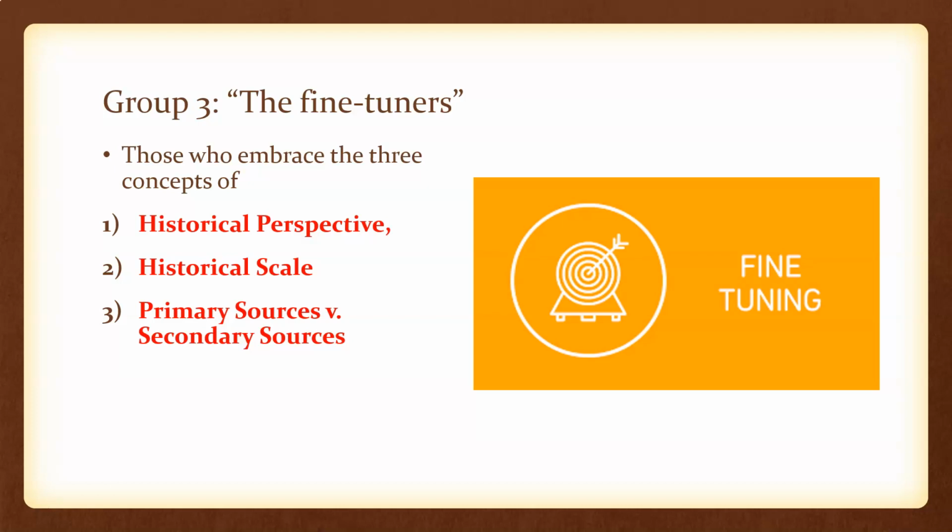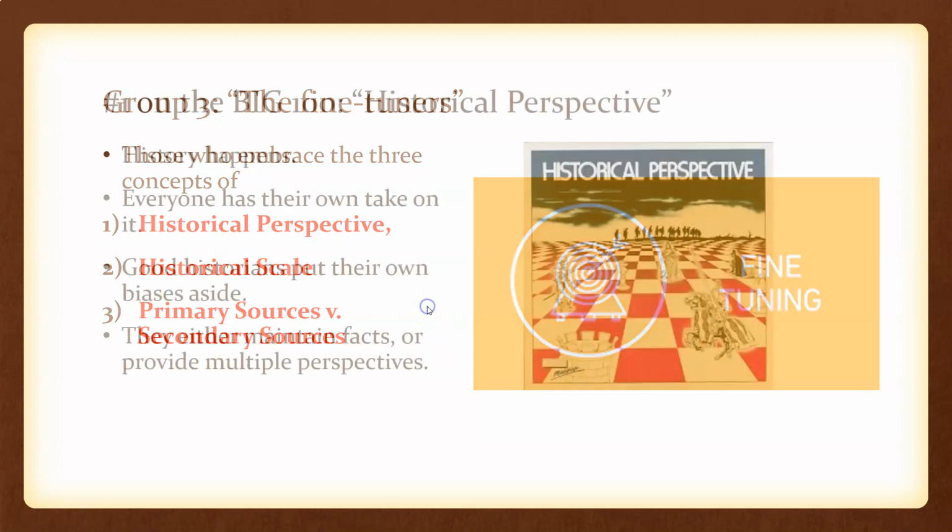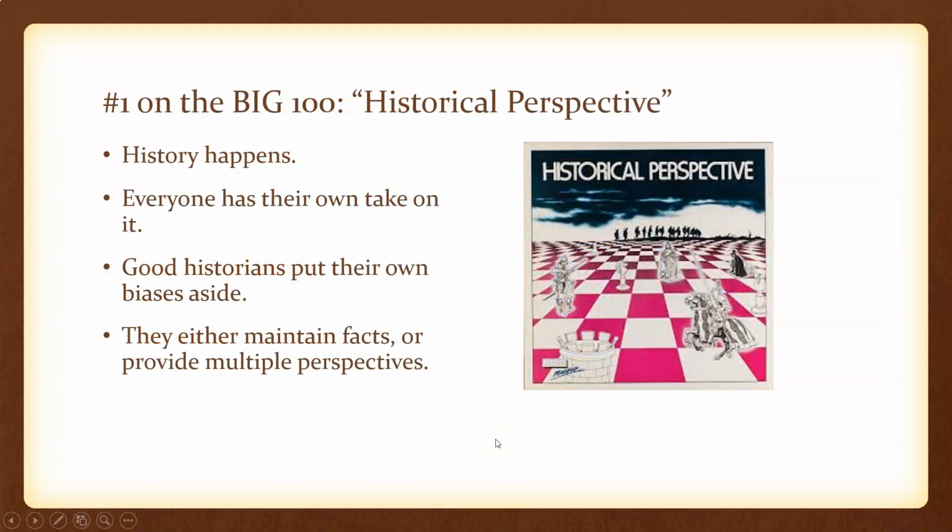Now, these are the people who I think got those 3 concepts I tried to teach you the other day: historical perspective, historical scale, and a primary source versus a secondary source. So the number 1 on the big hit 100, your future final, is historical perspective. Now, for my fine tuners, we all get this. History happens. It happens to all of us. Now, everyone has their own take on what happened. Now, good historians put their own biases aside, and they do one of 2 things when they write their history. They either stick with straight facts, or they provide multiple perspectives. Now, I'm going to call it younger person history, grade school history. A lot of times it's straight up facts.